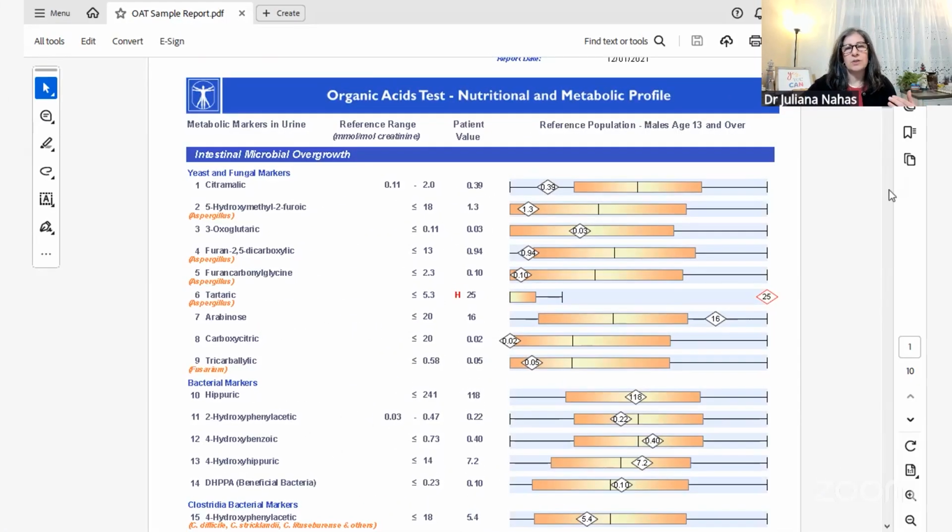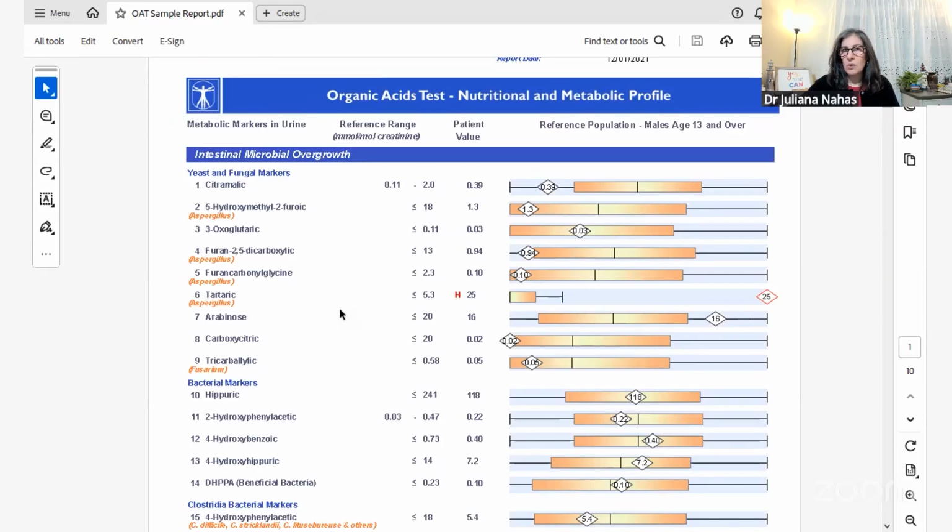The first 9 markers on this test are reflective of mold or yeast toxins. These are markers like you see here: citramalic, hydroxymethyl 2-furoic, etc. Those are toxins or poisons, chemicals that the mold or the yeast makes if they're infesting your body. These two here, tartaric and arabinose, are particularly telling of yeast, whereas the other markers are more particular to mold. When we look at these markers, we're trying to decipher, is there mold exposure?